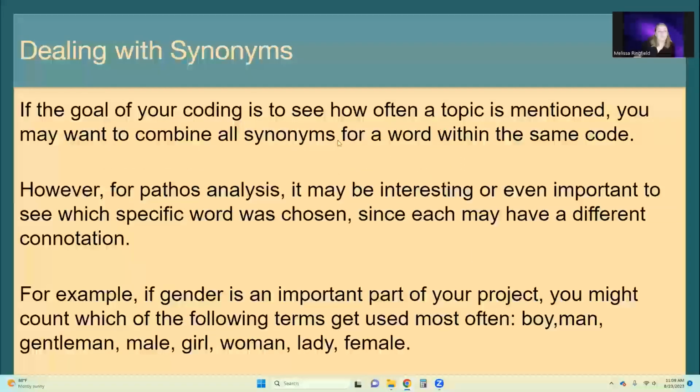If the goal of coding is to see how often a topic is mentioned, you may want to combine all synonyms for a word within the same code. However, for pathos analysis, it may be interesting or even important to see which specific word was chosen, since each word may have a different connotation. For example, if gender is an important part of your project, you might want to count which of the following terms get used the most: boy, man, gentleman, male, girl, woman, lady, female. So not just that these things are talked about, but which specific words are being used.